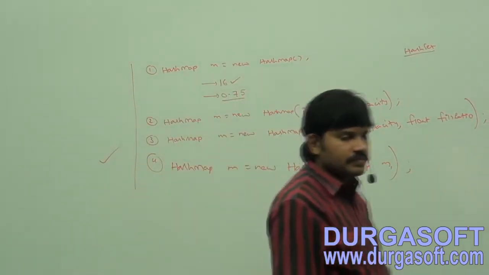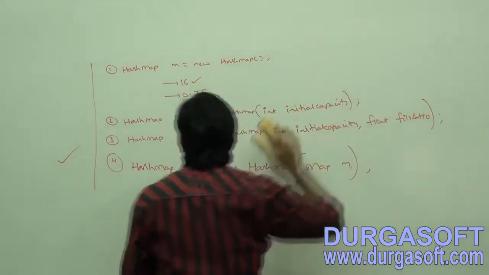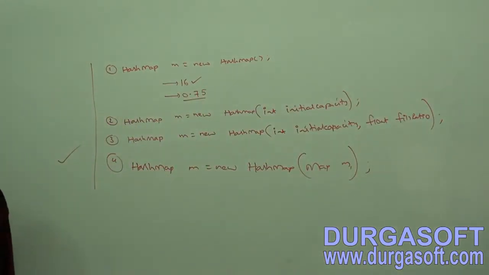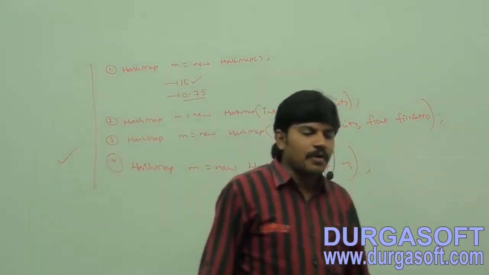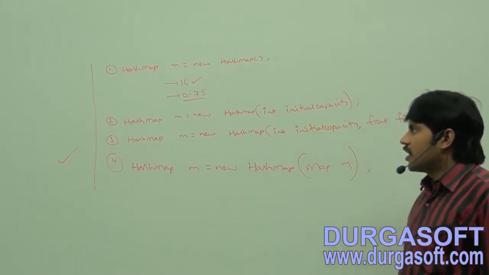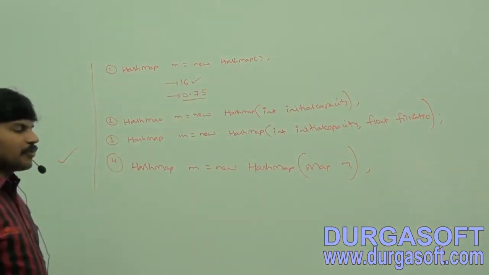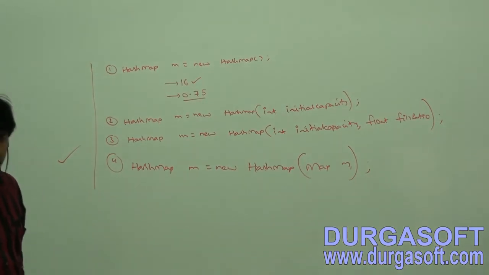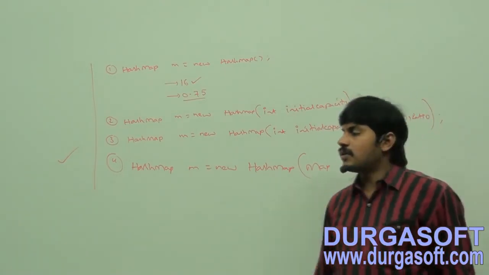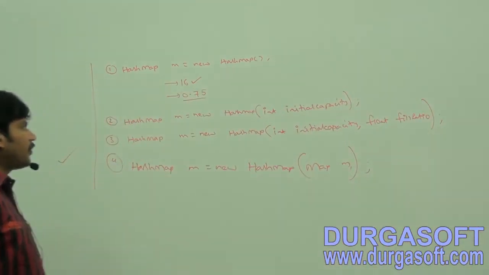Better to take only the first one. HashMap m = new HashMap creates an empty HashMap object with the default initial capacity 16 and the default fill ratio 0.75.